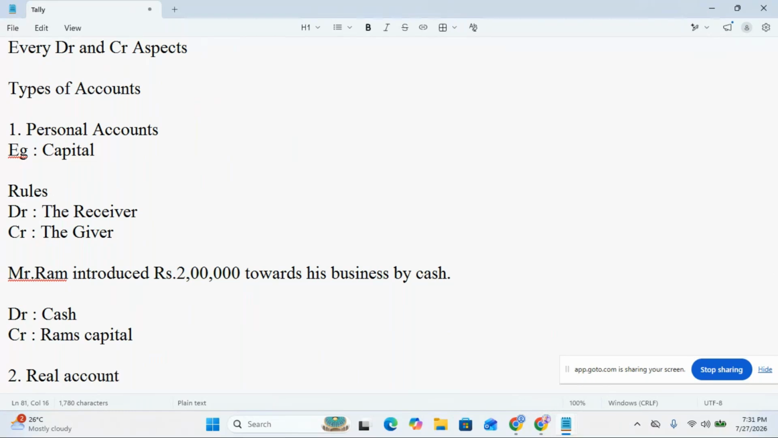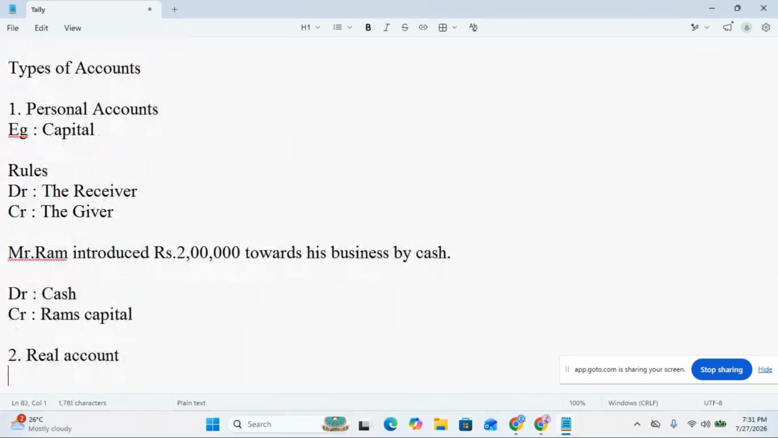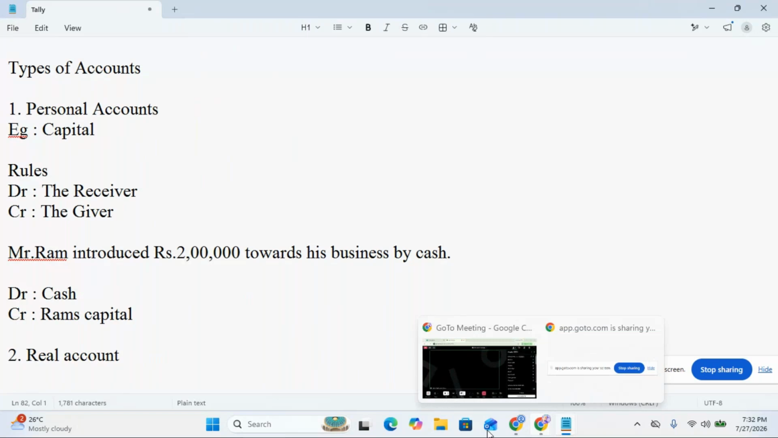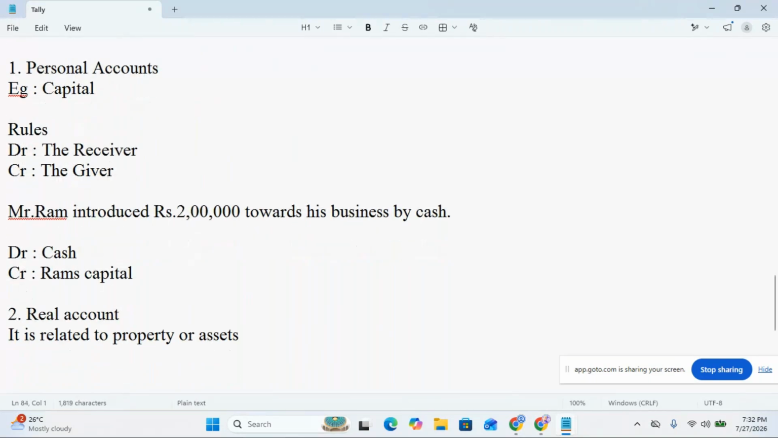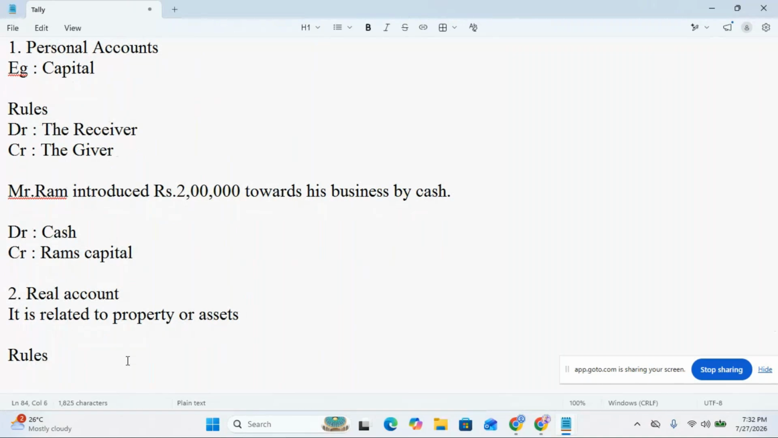Next one is real account. So what is meant by real account? Can anyone answer what is real account? Okay, can you tell me the rules of real account? The rules are debit what comes in, credit what goes out. Correct. So real account is related to property or assets.